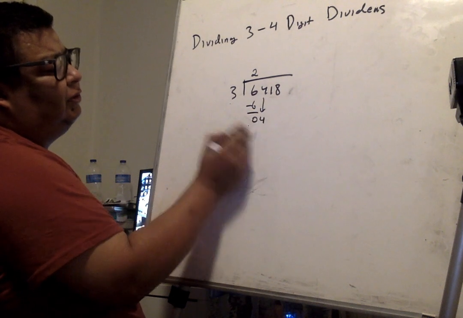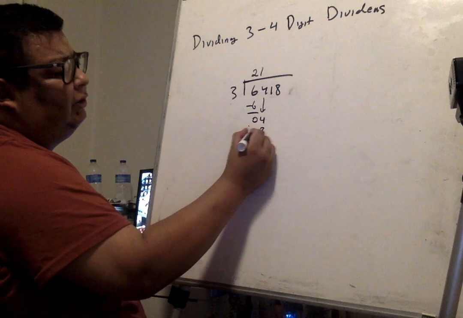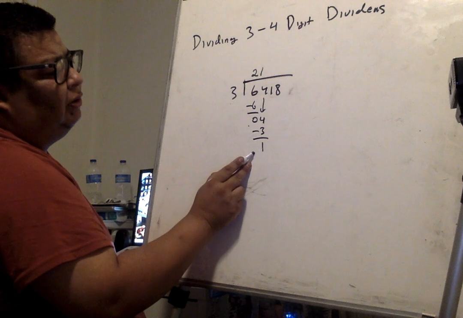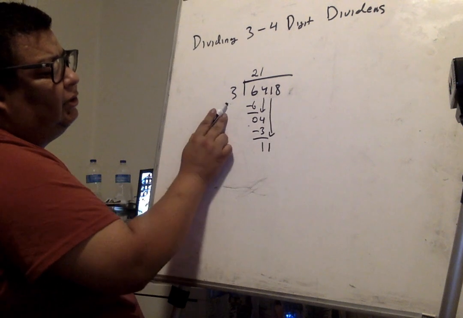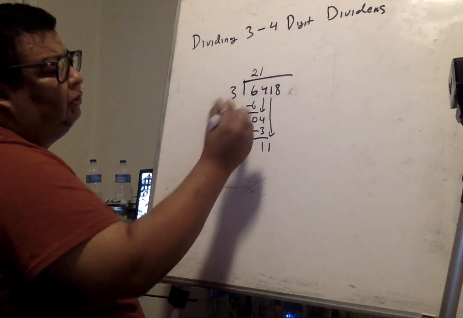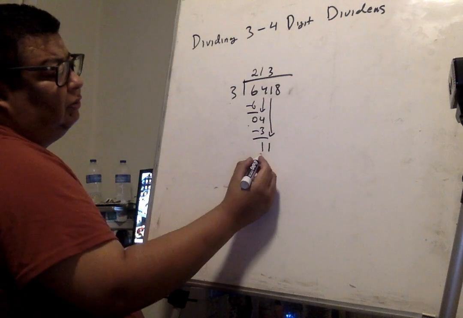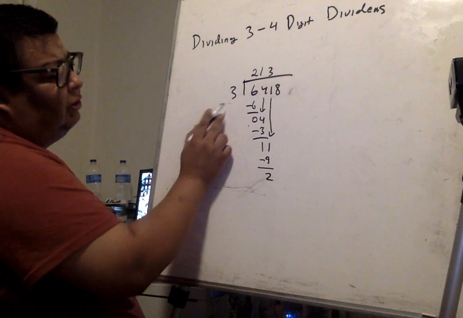4. Does 3 goes into 4? Yes. 1 time. 3 times 1, 3. 4 minus 3, 1. Does 3 goes into 1? No. So we bring down another digit. 1. How many times does 3 goes into 11? 3 times. 3 times 3, 9. 11 minus 9, 2. Does 3 goes into 2?